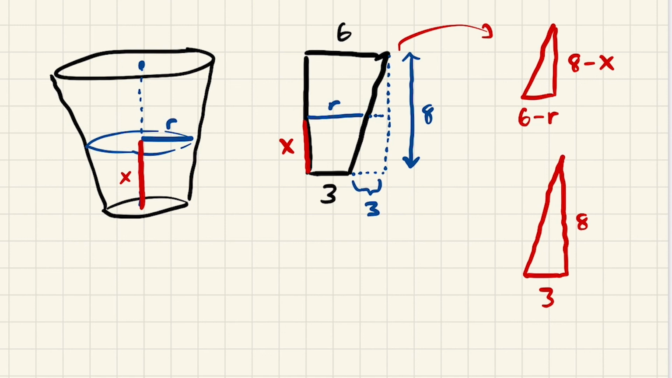So now we do have a similar triangle situation, and we can use this to determine r in terms of x. So of course we will just say, well, 6 minus r is to 3, as 8 minus x is to 8. And there you are, you have a way of solving for r.